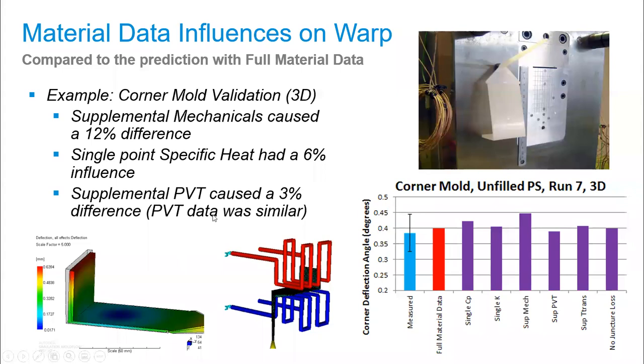And we kind of pointed that out in here. The supplemental PVT, although it was a 3% difference, was actually very, very close to the mid-range of the supplemental that we were using. And that's not always the case. Sometimes it may be drastically off.